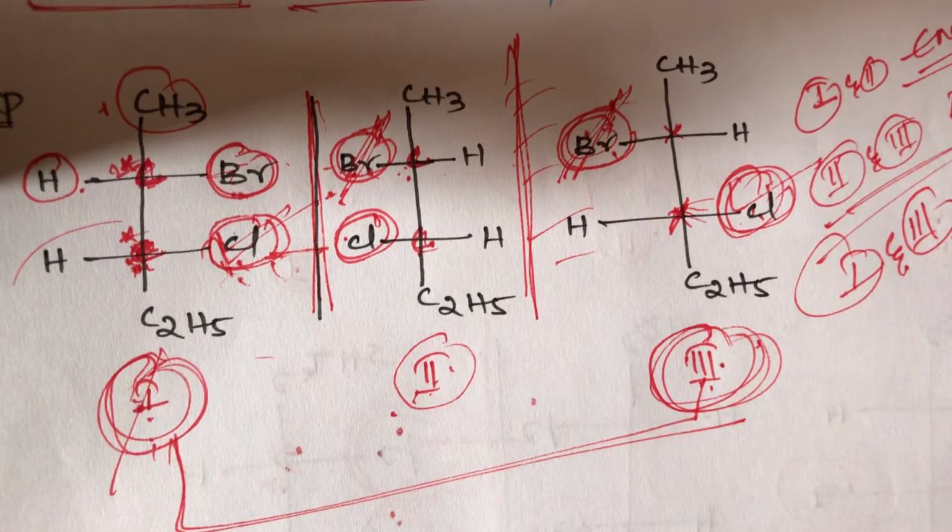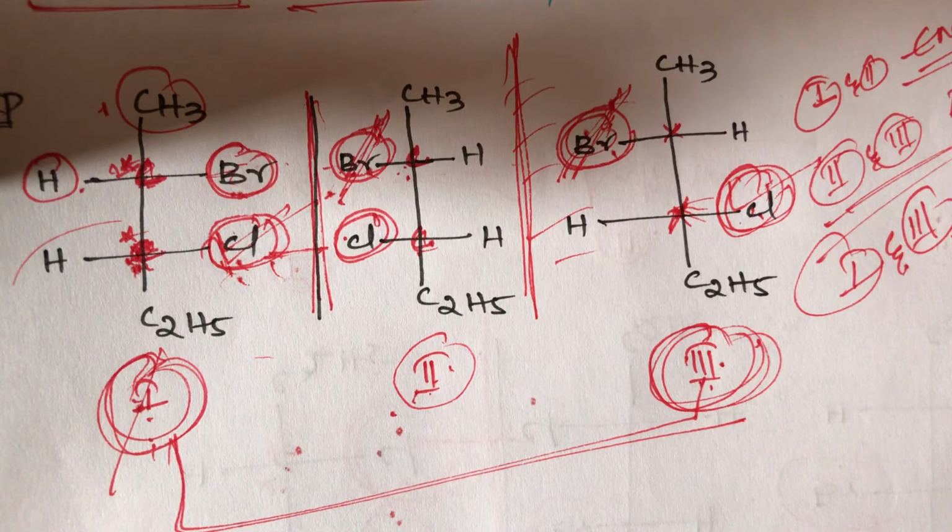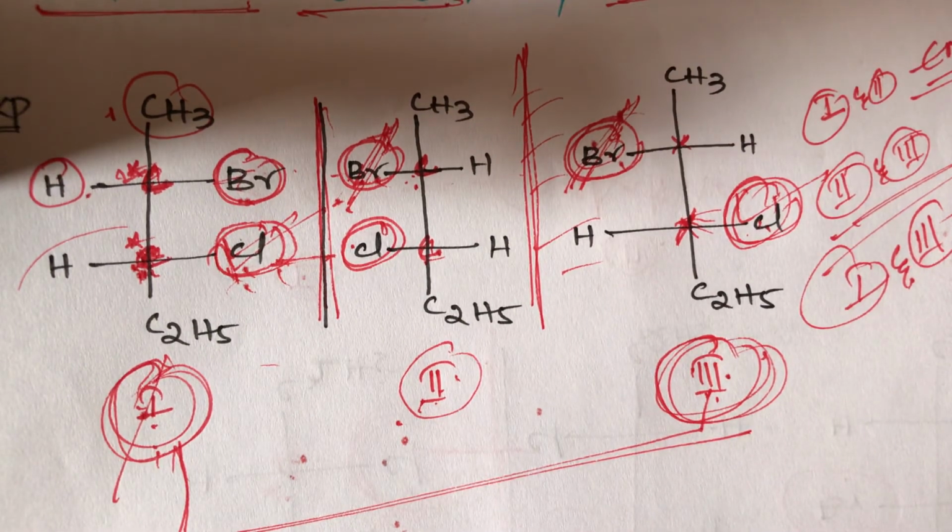So diastereomers, students, means not mirror images of each other. Enantiomers means both are non-superimposable mirror images. This is the simple trick for how to identify enantiomers and diastereomers, students.